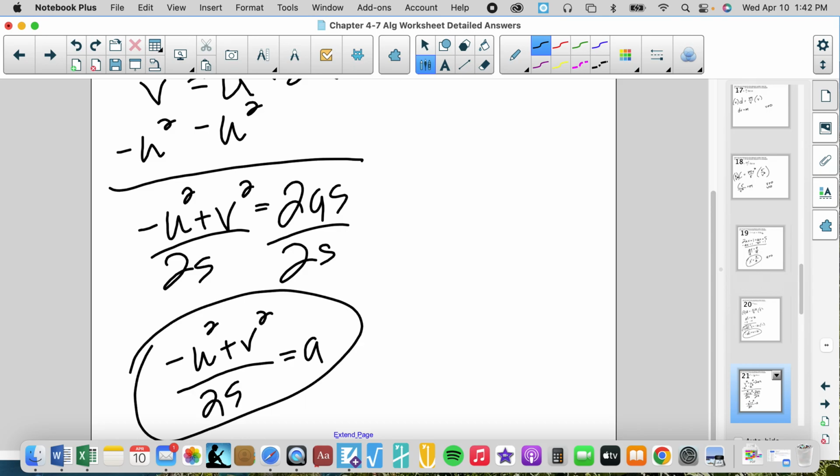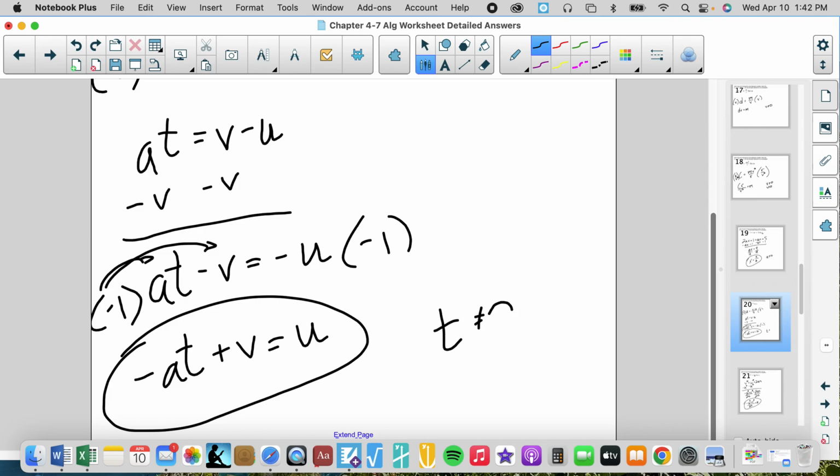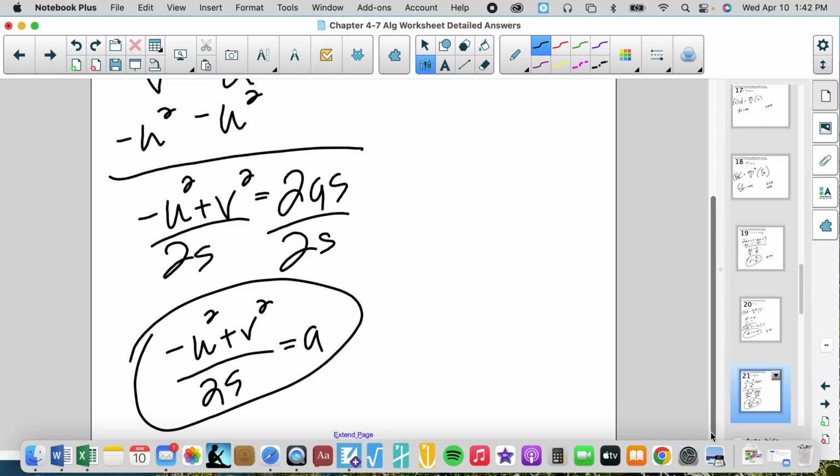And that's suitable. Did I forget? I forgot this. T cannot equal 0. I went one problem without forgetting again. But I remembered because I looked at this. So S cannot equal 0.